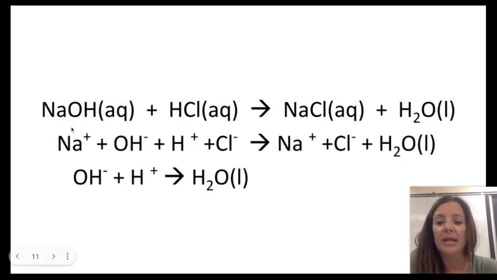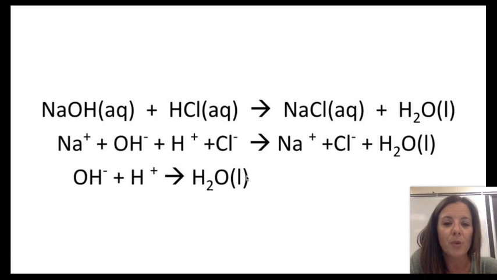If I was to write the ionic equation for this, we cross off what's common to both sides, and we would be left with the two ions that make up liquid water. So remember, anything that's aqueous gets broken up into the respective ions. Anything that is a liquid or a solid, we leave as is.